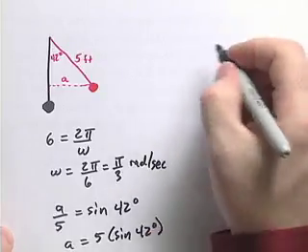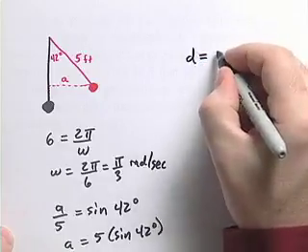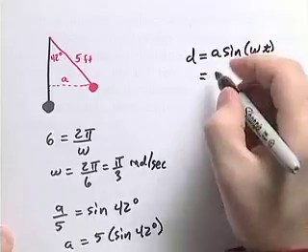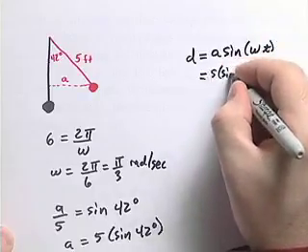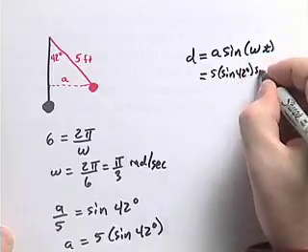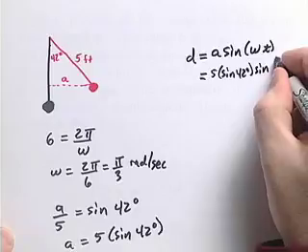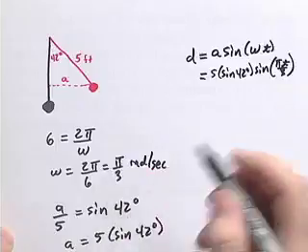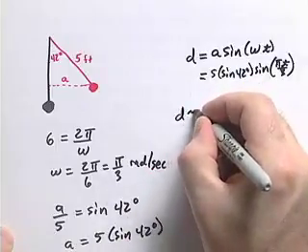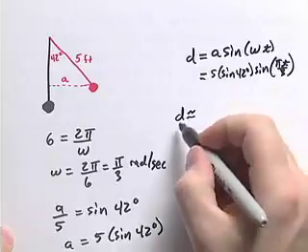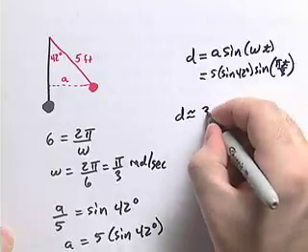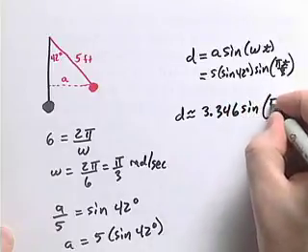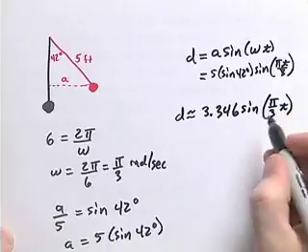Therefore, we go back to our model. Remember we said that our equation would be d is equal to A times the sine of omega t. We're going to have 5 times the sine of 42 degrees times the sine of pi t over 3. Pi over 3 was omega. If we approximate the sine of 42 degrees, it gives us our equation that d is roughly 3.346 times the sine of pi over 3 times t, where t is in seconds.